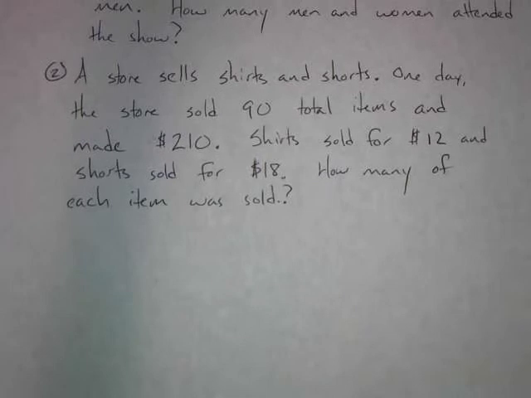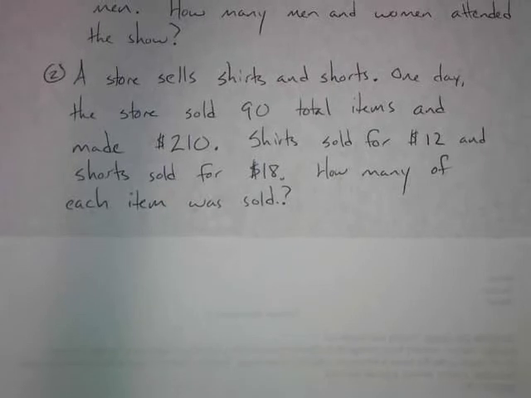Let's see if we can take that method, or at least understanding, and apply it to the second word problem. We have a store that sells shirts and shorts. One day, the store sold 90 total items and made $210. Shirt sold for $12, short sold for $18. How many of each item was sold? Oh my gosh, there's too many numbers. All we have to do is read and think. Can we create equations based off of what we're reading?